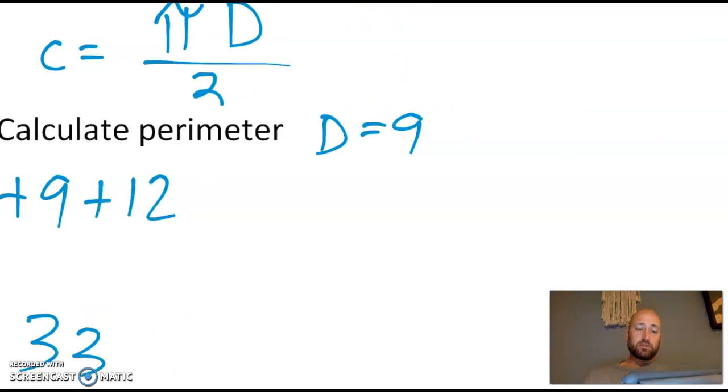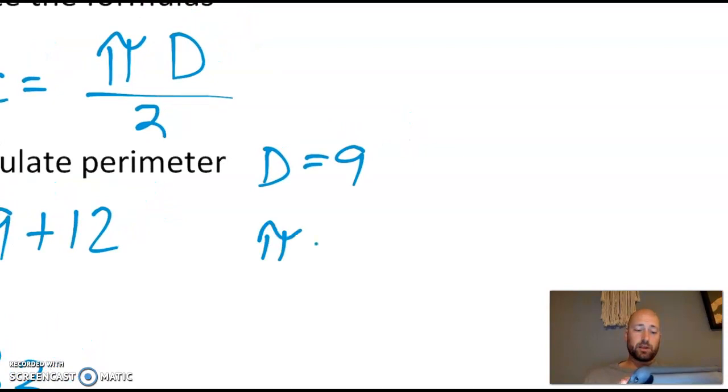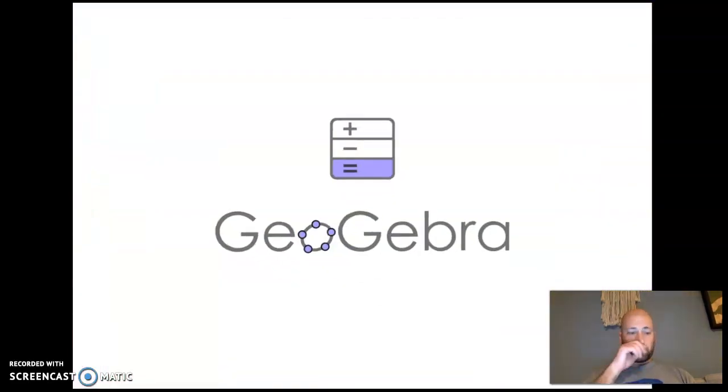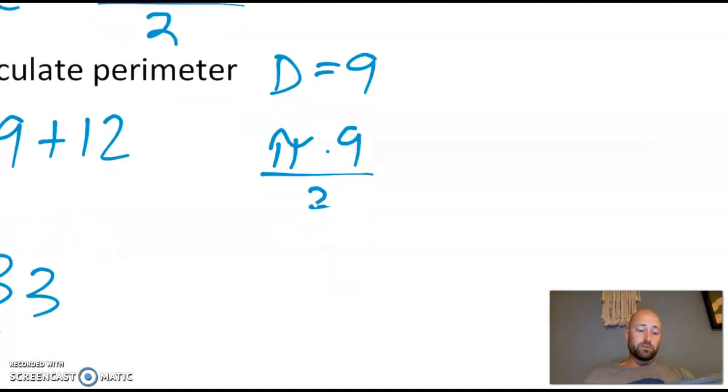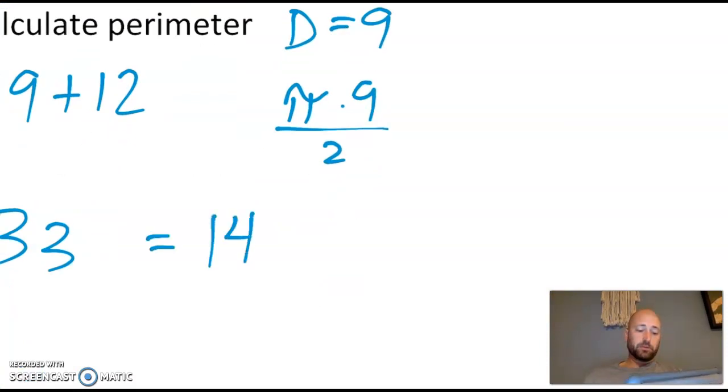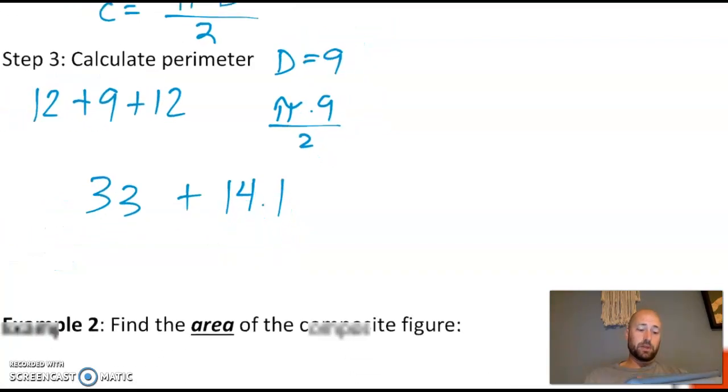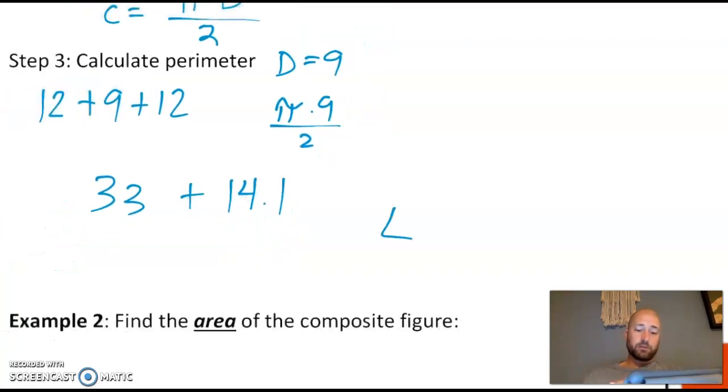Now I'm going to use the circumference, so it's pi times 9 divided by 2. I don't know that off the top of my head, so I'm going to go to my calculator and do pi times 9, take that answer, and divide it by 2. I get 14.137, which, rounding to the nearest tenth, is equal to 14.1 centimeters. So I'm going to take my 33 and add it to 14.1. My answer is 47.1 centimeters.